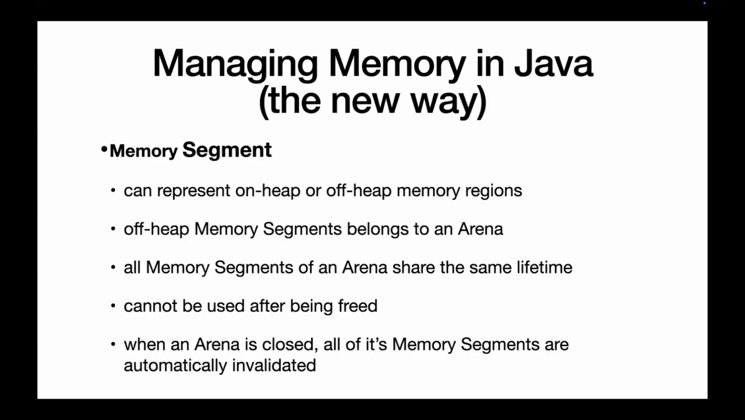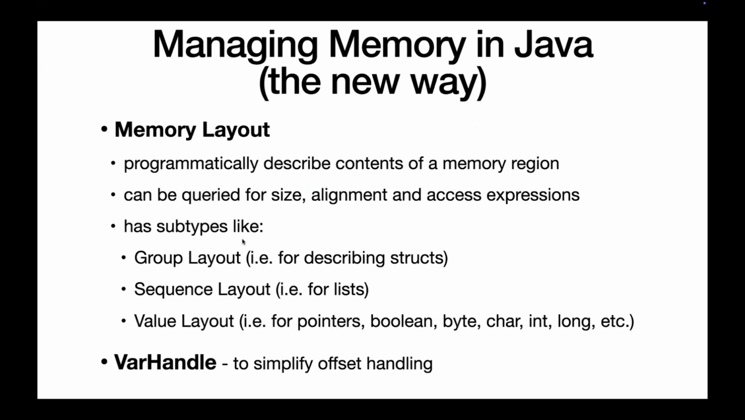And then you have memory segments. Memory segments, in fact, can represent on-heap or off-heap memory regions. You can choose, and off-heap memory segments have to live in an arena, and therefore the life cycle of this memory segment is taken care of. So when the arena is closed, the memory segment is gone, it's freed, and no dangling pointers, no not freed memory, and so on.